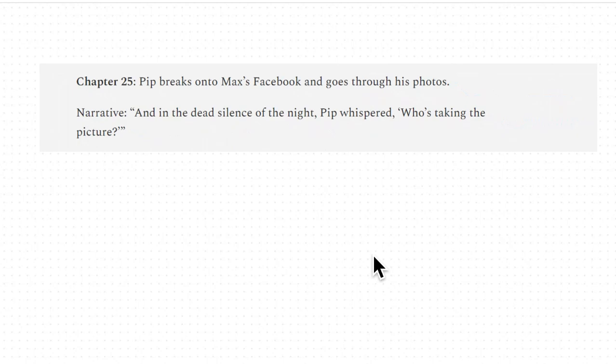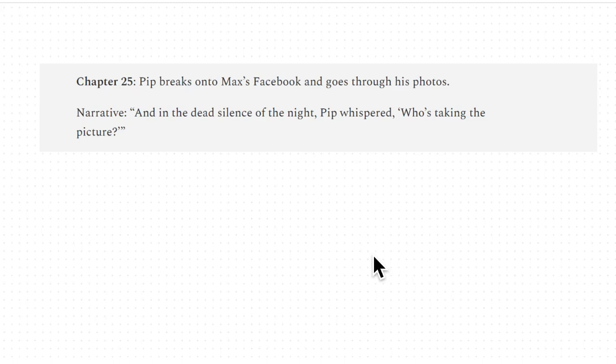In chapter 25, Pip breaks onto Max's Facebook. She finds his fake Facebook. It's not a Finsta, fake Facebook. I don't know how you do that. And she goes through his photos. And then the narrative line is, and in the dead of silence of the night, Pip whispered, who's taking the picture? And this time we're ending the chapter on a massive revelation.